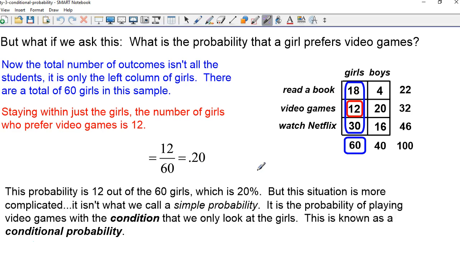Okay, this probability of 12 out of 60 girls is more complicated than the first two probabilities. The first two probabilities we found are what we call simple probabilities, right? But here we're talking about the probability of playing video games under the condition that we only look at girls. And because there's a condition that's stipulated, we have what's called a conditional probability. It's the probability given a certain condition.